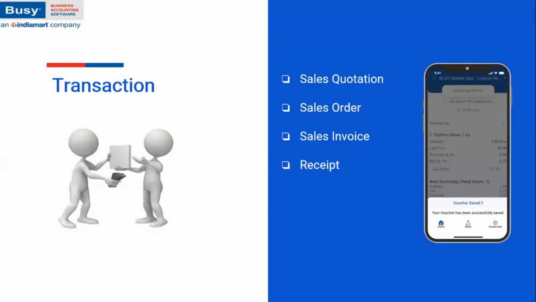Once we punch the transactions in the mobile application, in Busy desktop we have to download the data. For that, we have one button like download data. Once we press that button, all the transactions can get downloaded into the software.